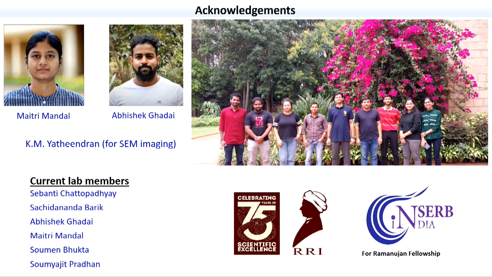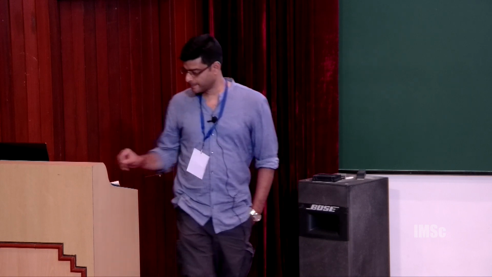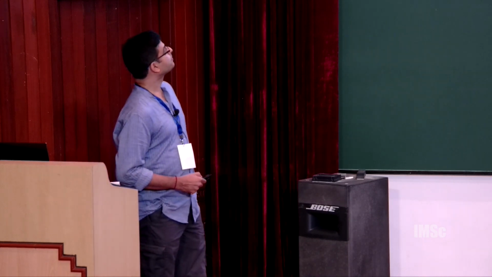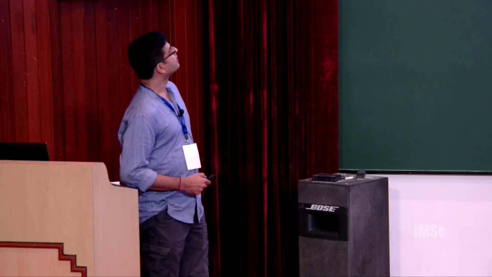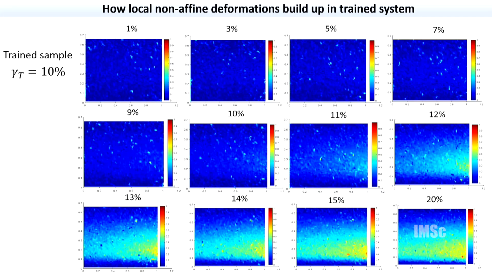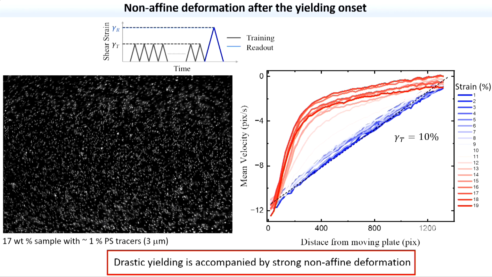Those images we showed towards the end, at what time step were they taken in the final readout ramp? Time steps, in terms of strain, would be helpful. So, for example, this is for 10% strain. So you take it at the peak value of the strain in the readout, is it?